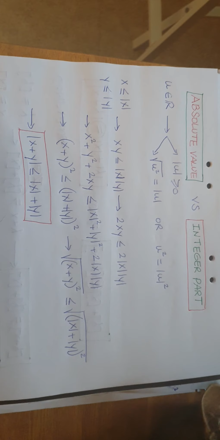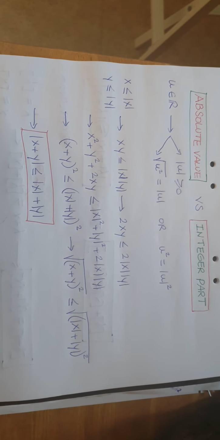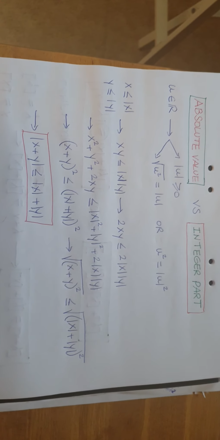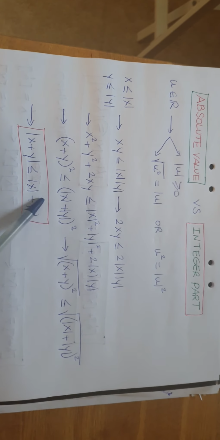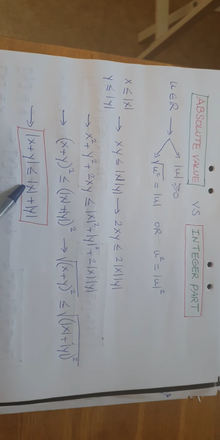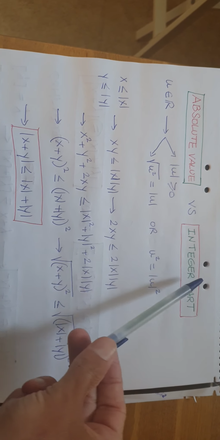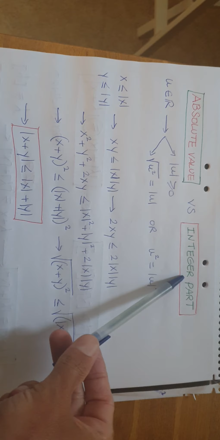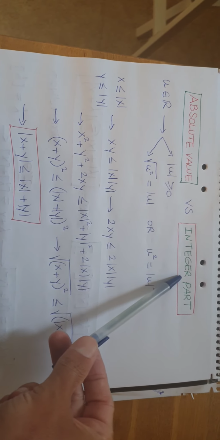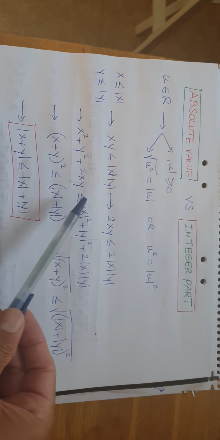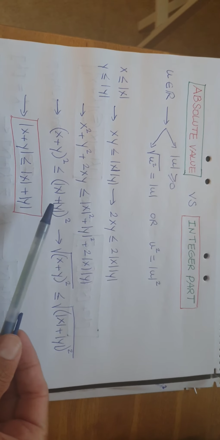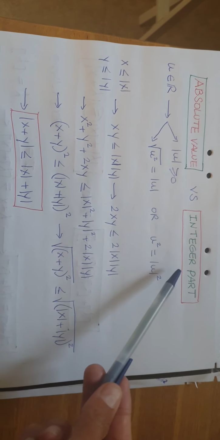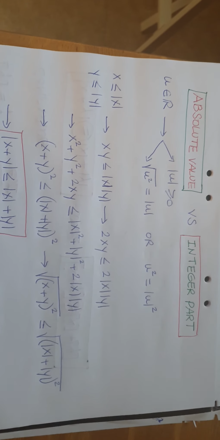In this video I want to show you how the triangle inequality using the absolute value becomes when using the integer part. I want first to prove the triangle inequality, and then I will do something similar using the integer part.